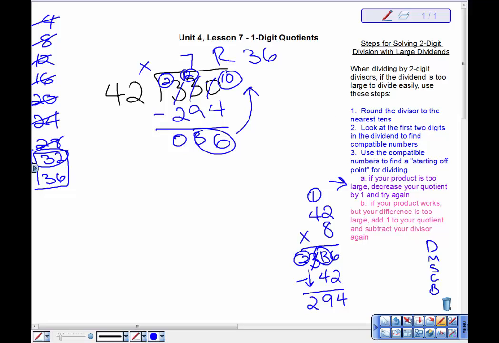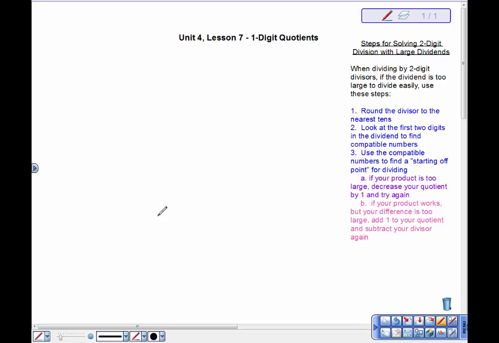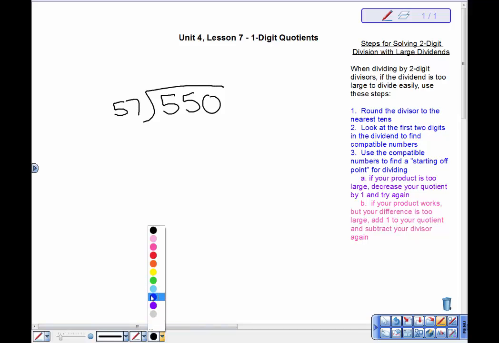Let's try another one. So let's clear this. Let's do 550 divided by 57. All right, so I know the steps for dividing. I divide first, then I multiply, then I subtract, compare, and bring down.